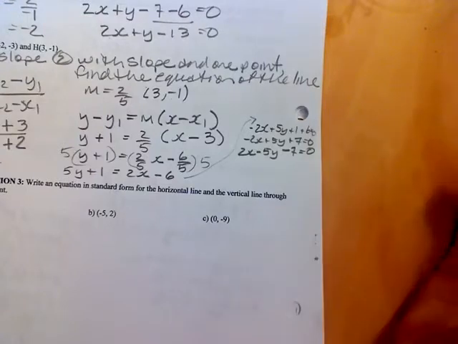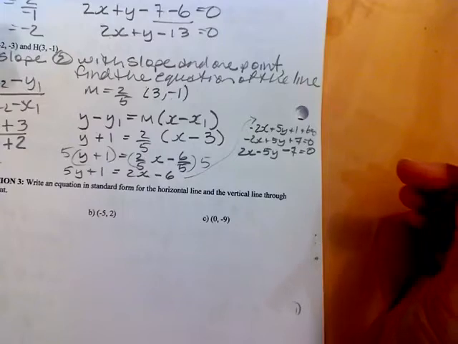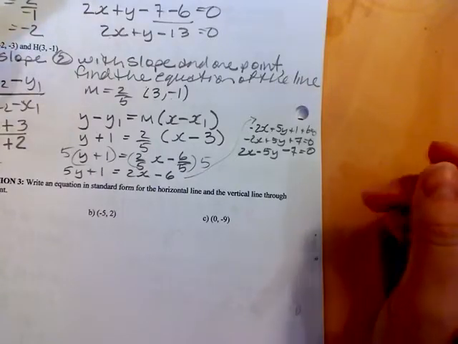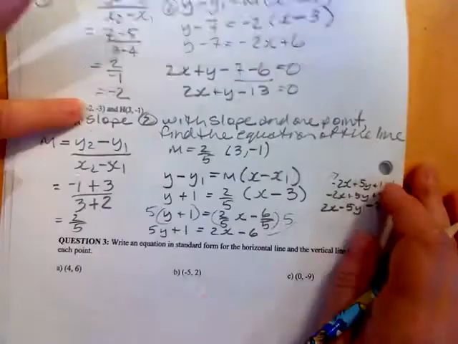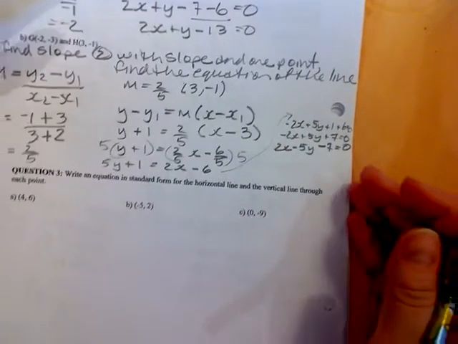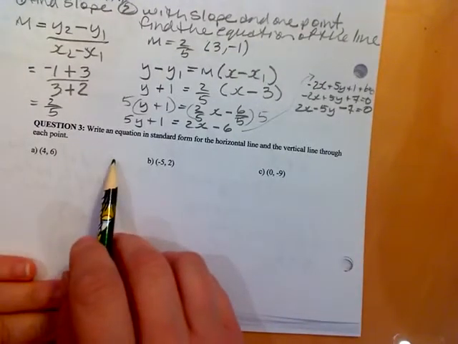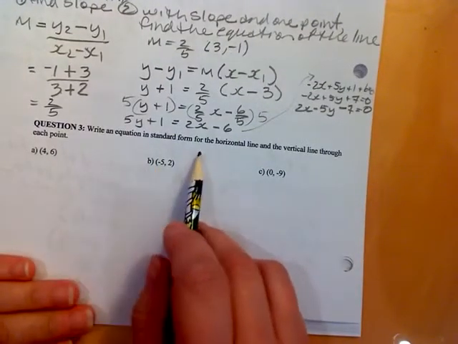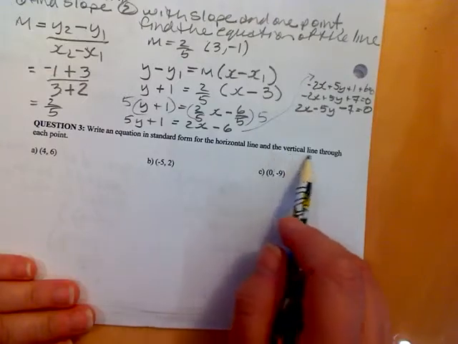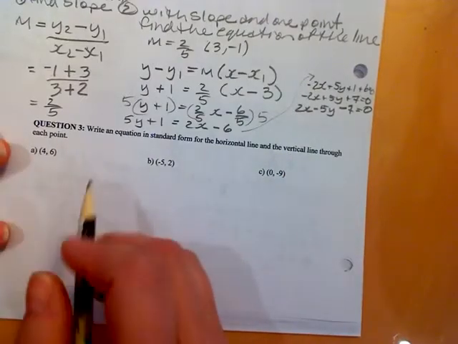All right, so that's how you do questions to find the equation of a line, whether you're given the slope and a point or whether they give you enough information to find the slope and then use slope and point. Okay, so let's take a look at this. Write an equation in standard form for the horizontal line and the vertical line through each point.